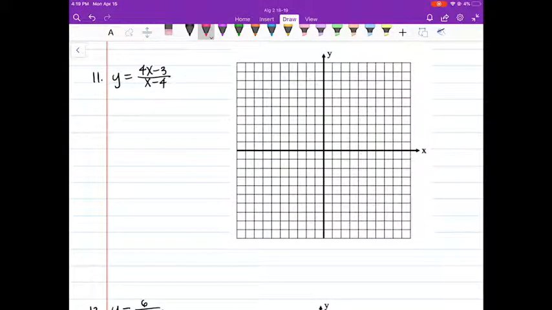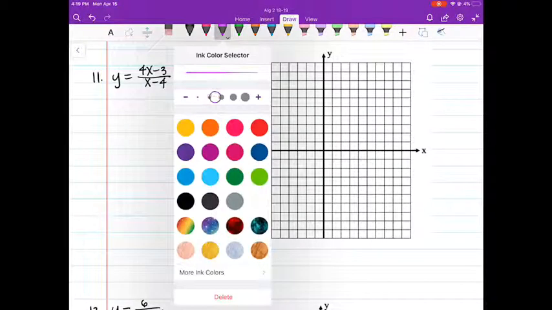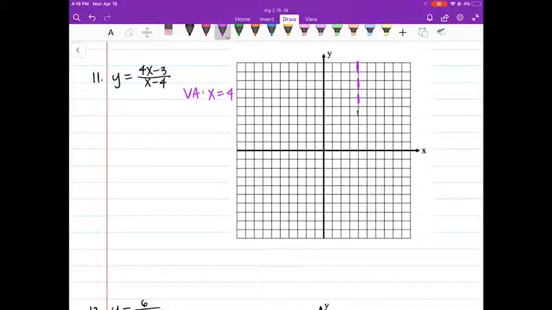Okay, number 11, I have 4x minus 3 over x minus 4. We jump into our asymptotes. Our vertical asymptote, when in doubt, set your denominator equal to 0. It's going to be equal to something. x minus 4 equals 0. We add 4 to both sides. My vertical asymptote is at x equals 4.